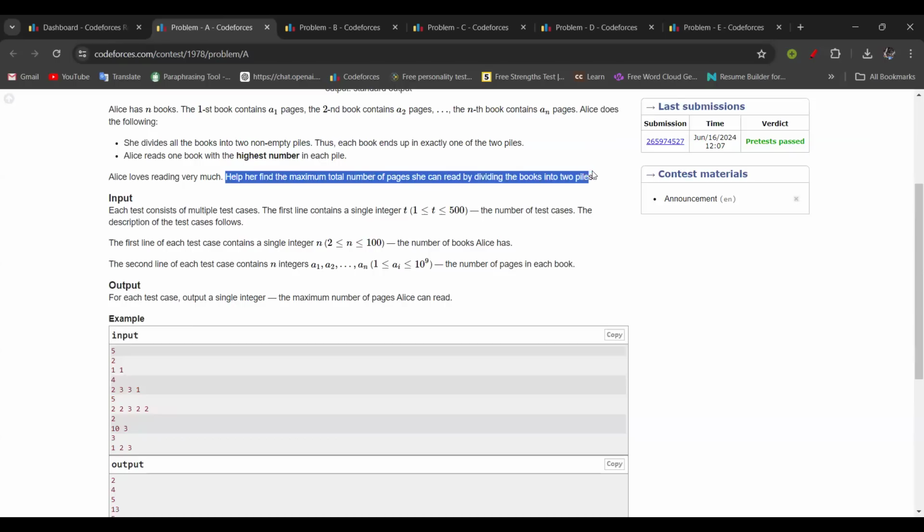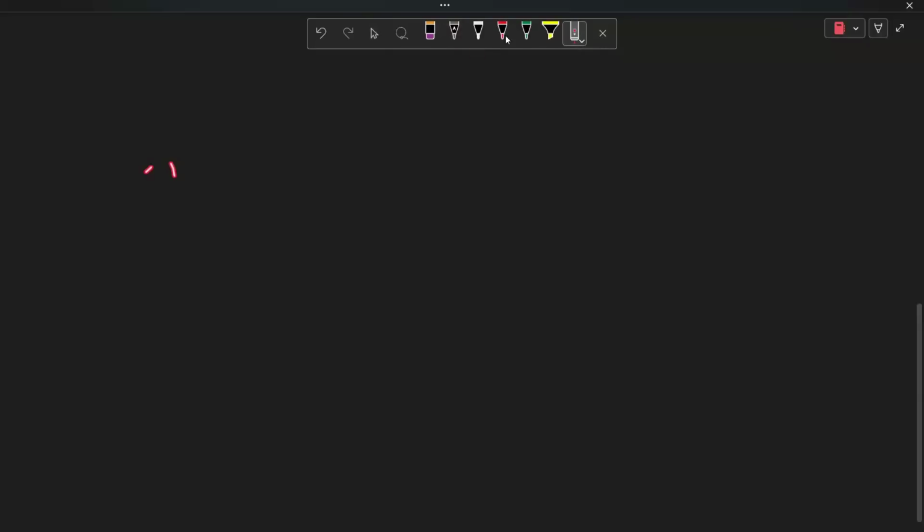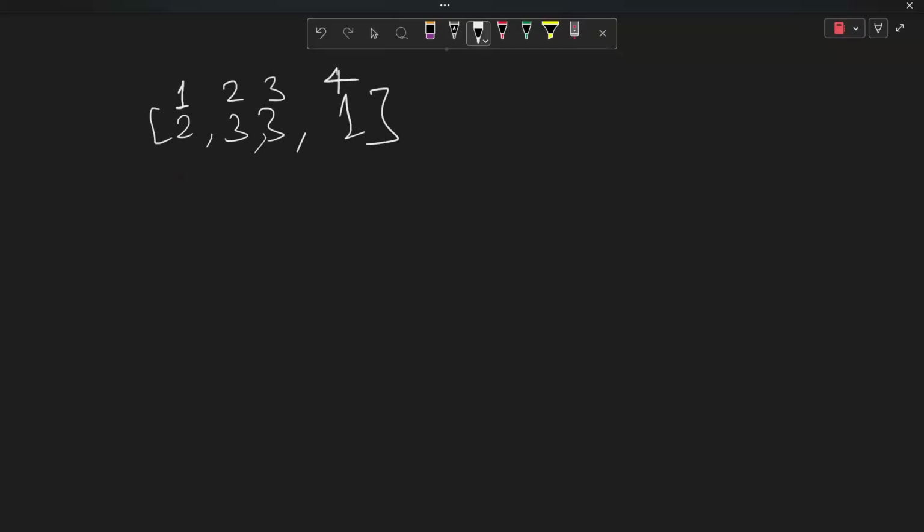Now we have to help her find the maximum total number of pages she can read by dividing the books into two piles. She is going to read two books in total, one from the first pile, one from the second pile. We have to maximize the number of pages she reads. So let's say we are given an array 2, 3, 3, 1. It means the first book has two pages, the second book has three, the third book has three, the fourth book has one page. Now she would divide these books into two piles.